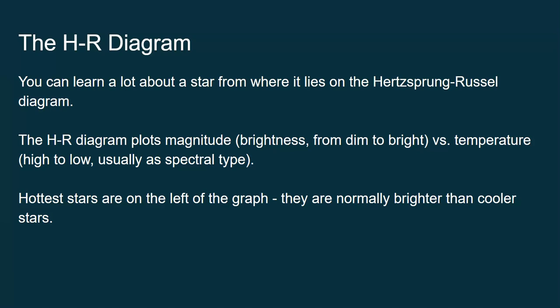All right, people, here's where it gets interesting. This thing called the HR diagram. HR diagram stands for the two people who independently came up with it, Hertzsprung and Russell. The HR diagram plots magnitude, which is basically a measure of brightness, from dim to bright, versus temperature, high to low, usually represented as a spectral type. You find out that the hottest stars are on the left of the graph, and they generally are brighter than cooler stars. But there are going to be some caveats to what I'm saying.